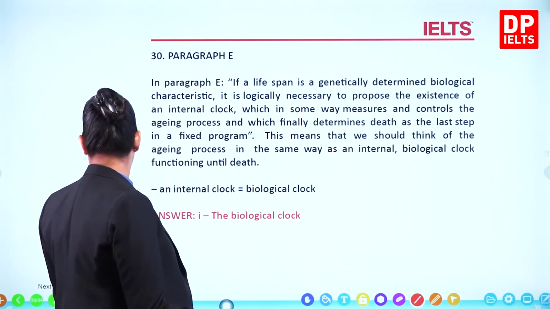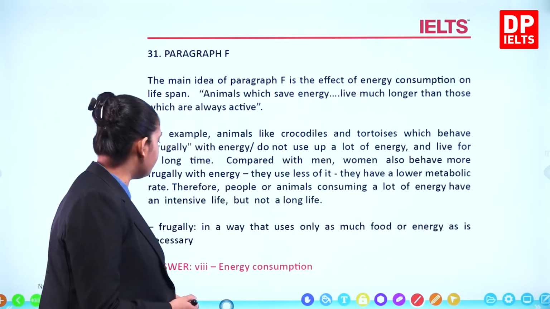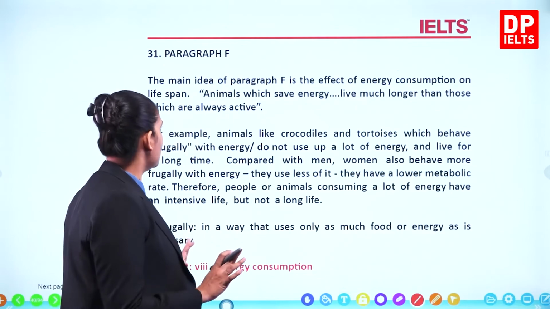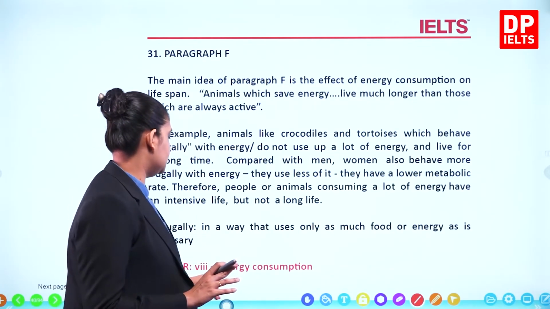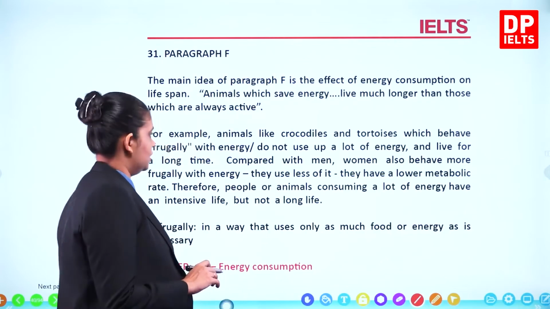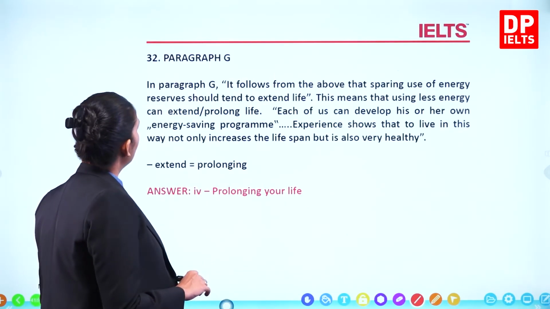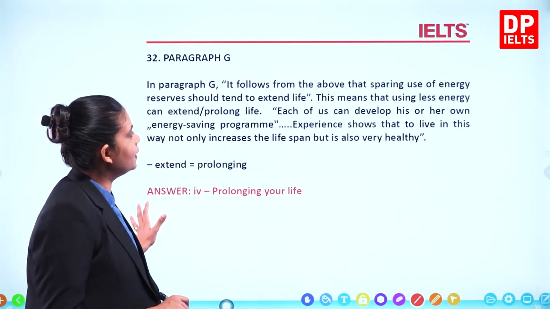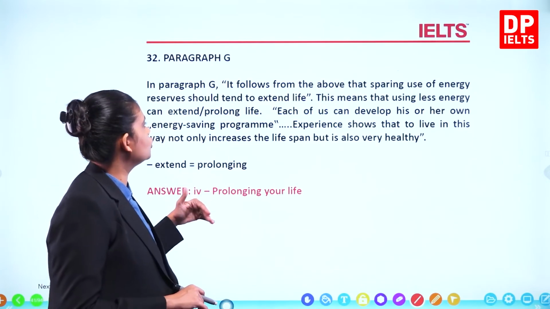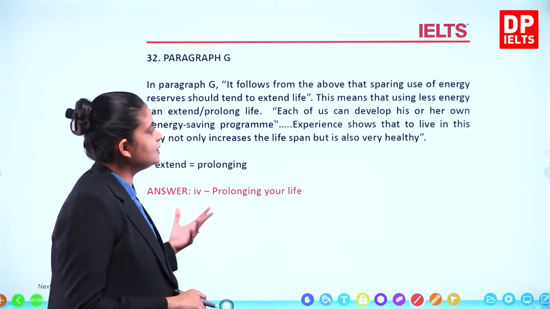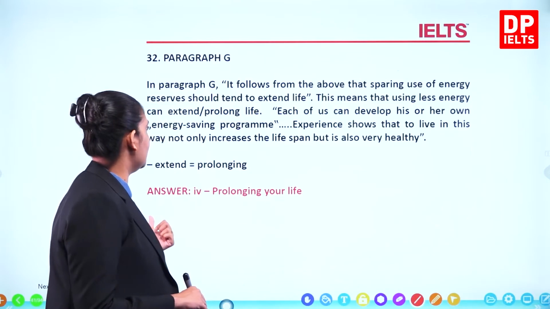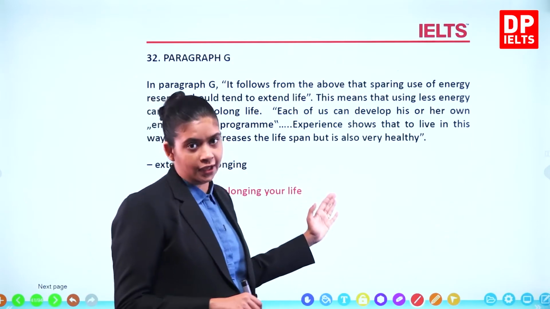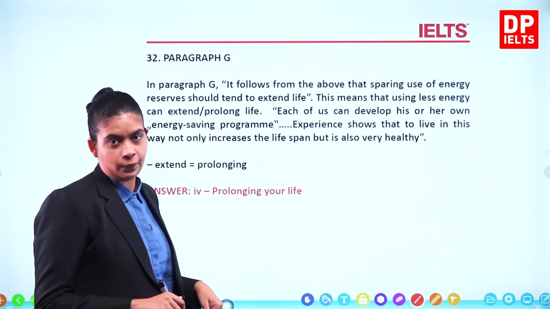31, para F, okay. The main idea is the effect of energy consumption on lifespan. So I would definitely take that as 8, energy consumption. Okay. Paragraph G, it follows from the above that sparing use of energy reserves should tend to extend life. This means that using less energy can extend or prolong life. So it means prolonging your life. So that would mean number 4.